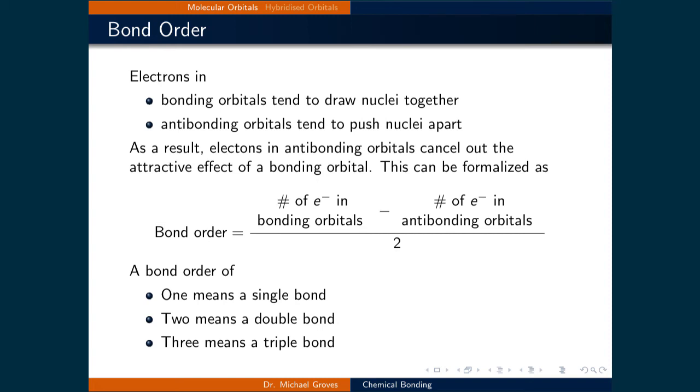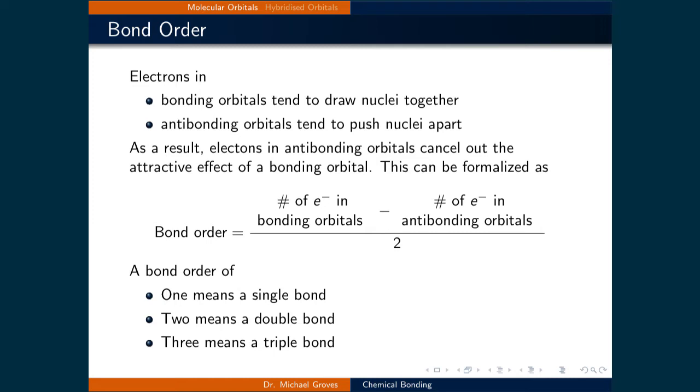So, as we have seen, bonding orbitals tend to draw nuclei together, and antibonding orbitals tend to push nuclei apart. We can set up a simple relationship where, if we assume that the effects of bonding orbitals are canceled out by antibonding orbitals, we can predict the strength of a bond by looking at the net number of electrons in bonding orbitals. This is formalized as the number of electrons in bonding orbitals minus the number of electrons in antibonding orbitals, divided by 2, which is something called the bond order.